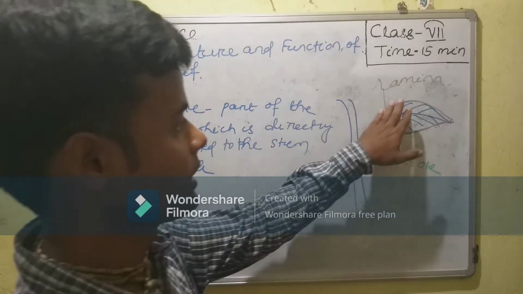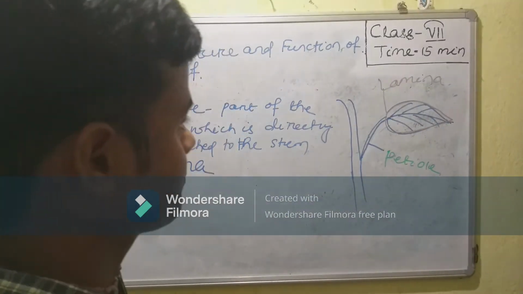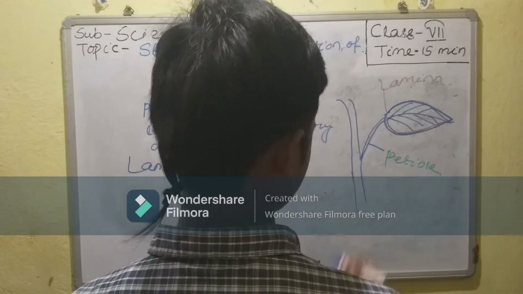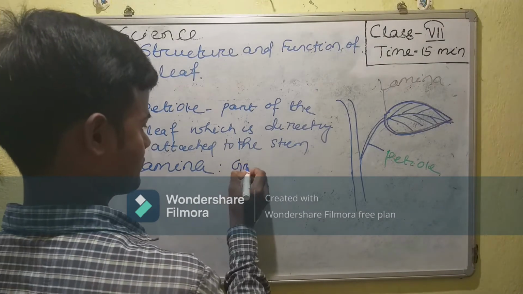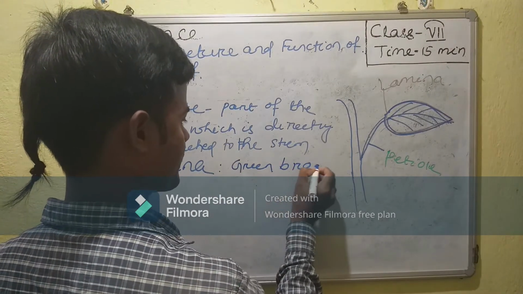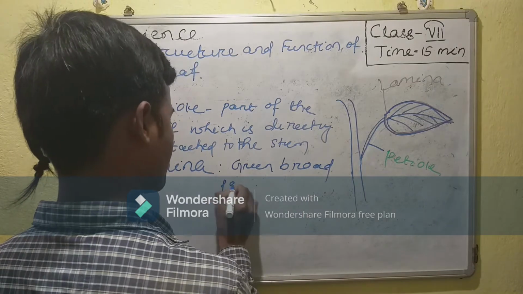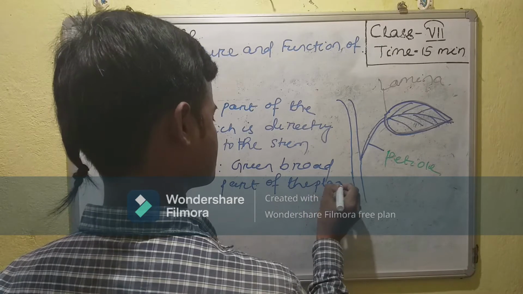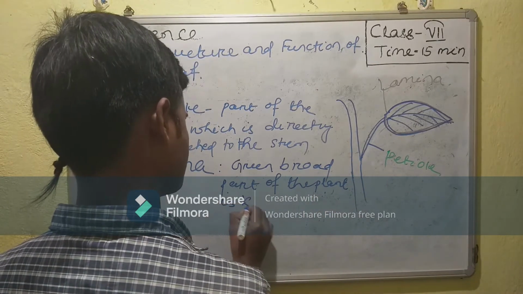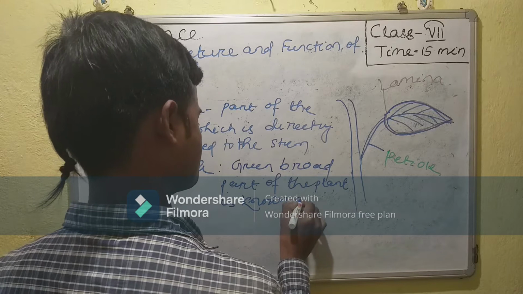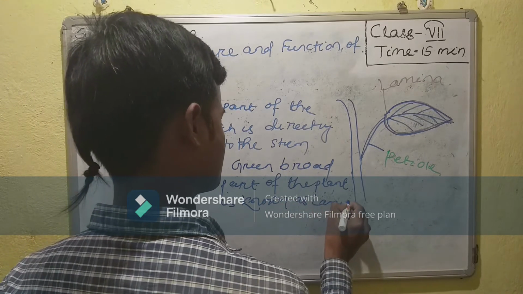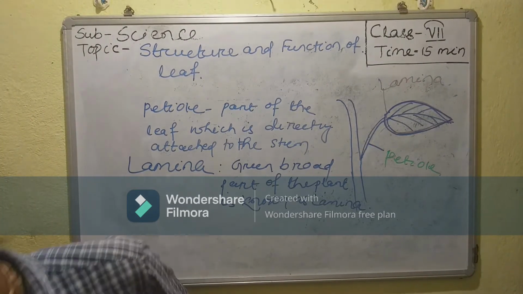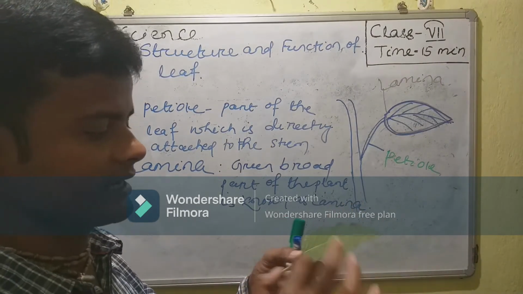Then next comes lamina, right? The green broad part of the plant, this is lamina. The green broad part of the plant is known as lamina, right? This is known as lamina.